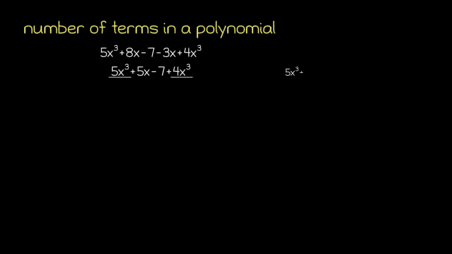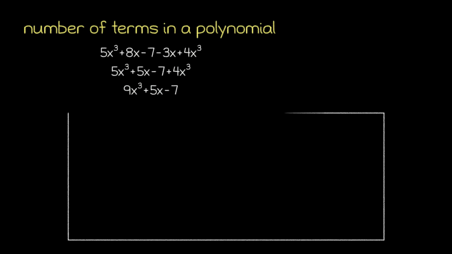These terms that have the same variable component are called like terms, and they can be combined by adding or subtracting the coefficients while leaving the variable component as it is. In the end, the original polynomial simplifies to a polynomial with only 3 terms. And so in most of our discussions about this polynomial, we would say that it has 3 terms rather than 5 terms.